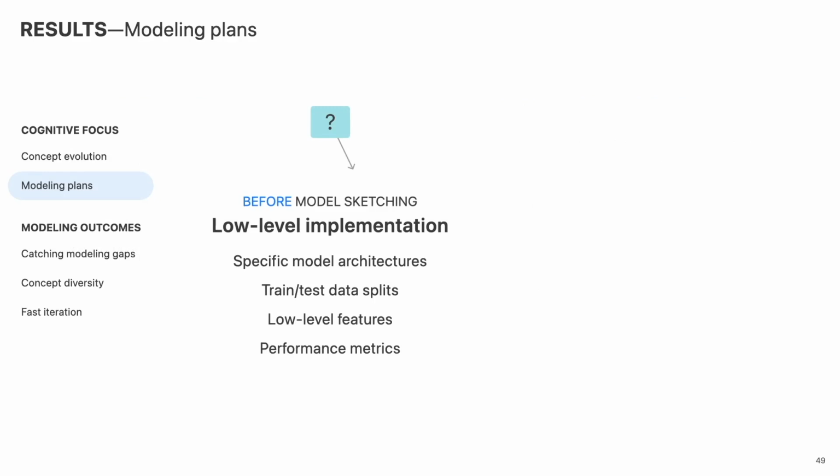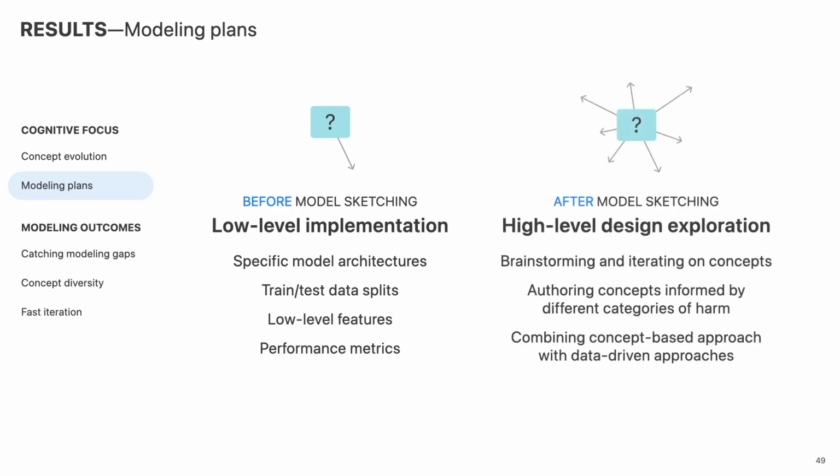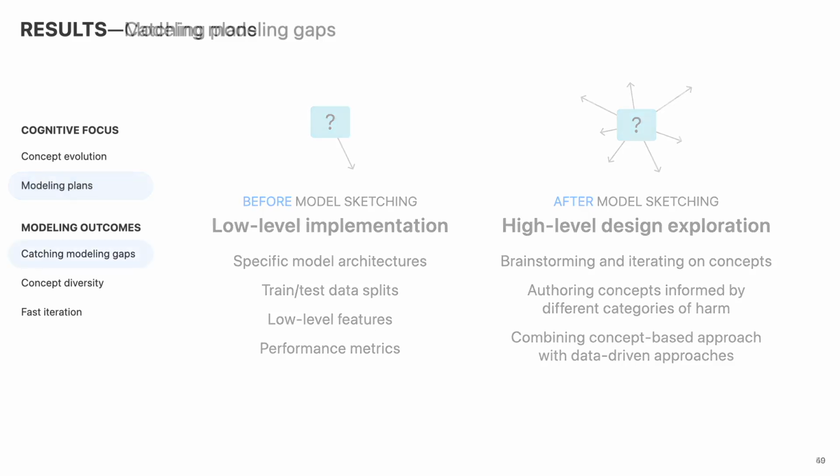When describing their modeling approach prior to learning about model sketching, users largely focused on lower-level implementation tasks such as specific modeling methods or architectures, and ML conventions like train test splits and performance metrics. However, after using model sketching, participants shifted to plan their work around higher-level design exploration, such as ways that they would brainstorm and iterate on concepts related to the decision-making task, and authoring concepts based on different subclasses of harm.